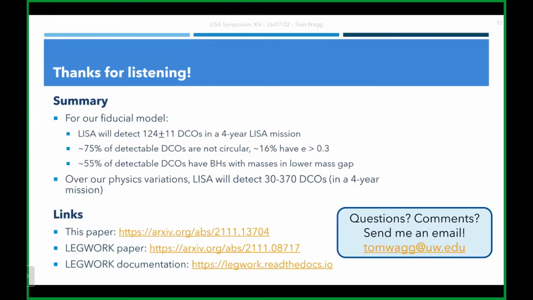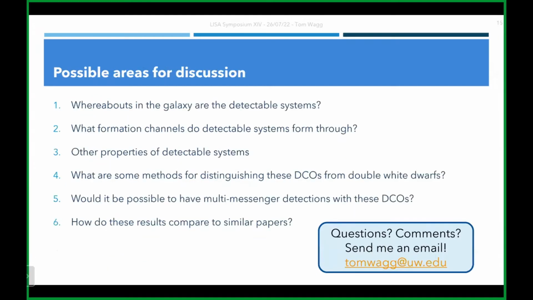Here are my takeaways. So you've got my fiducial model with the various detection rates, things about eccentricity, and the lower mass gap. Got you some links for the papers because I think I'll share these slides later. And what I'll just leave up is some possible areas for discussion of things I couldn't quite get to during the talk. So yeah, thank you.